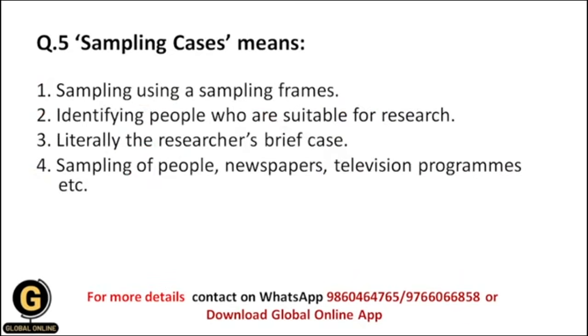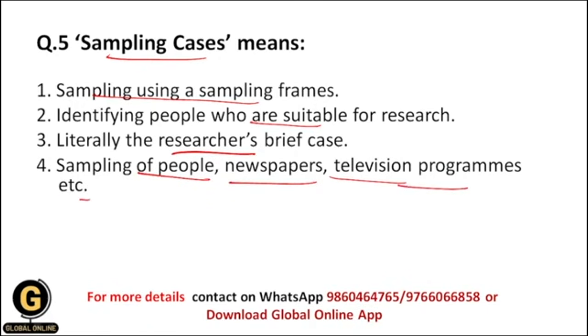Next is sampling cases. Now what is the meaning of sampling cases? Whether it is sampling using sampling frames, whether it is identifying people who are suitable for research, whether it is literally the researcher's briefcase, or whether it is sampling of people, newspapers, television programs, etc. So basically students, you need to think about these words, sampling and cases.